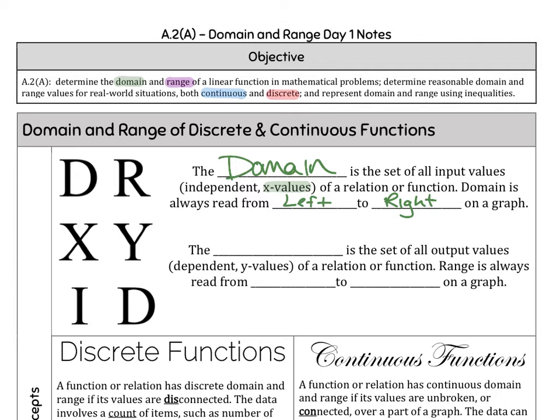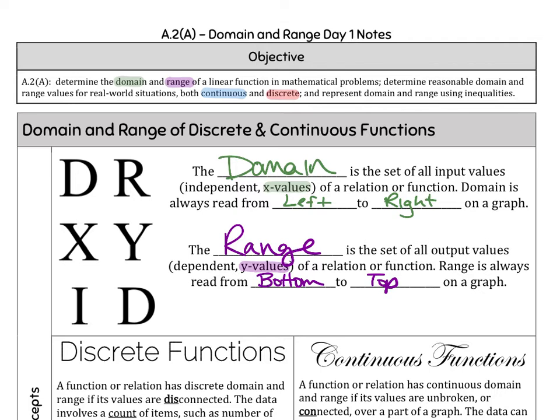The range, on the other hand, range like home on the range, is the set of all output values, which is your y values, of a relation or function. Range is always read from bottom to top, which is what you just did with that puppy. You guys told me where the bottom of the puppy, where its paws were, and then where its top was. I believe that it was 1 to approximately 16. That's the range of the puppy.